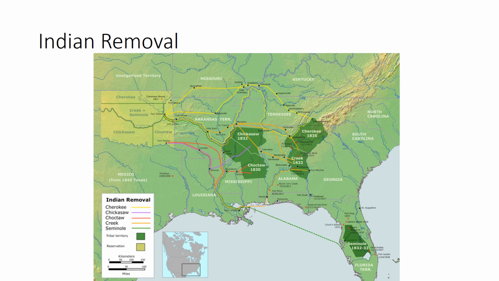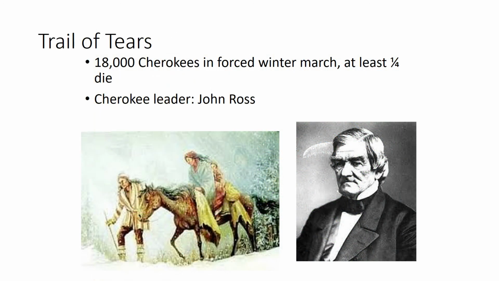On the Trail of Tears, the Cherokees lost about 1/4 of their number that were on that march, dead of disease, starvation, or most often exposure from the cold. John Ross's wife, by the way, this is a picture of him later in life in the 1860s. His wife was one of those who died. She gave away her blankets to children to save them, and she died.